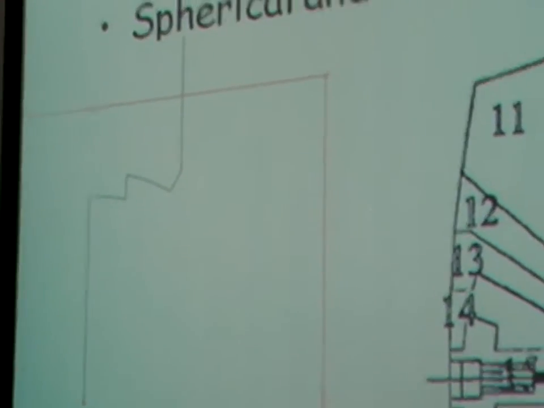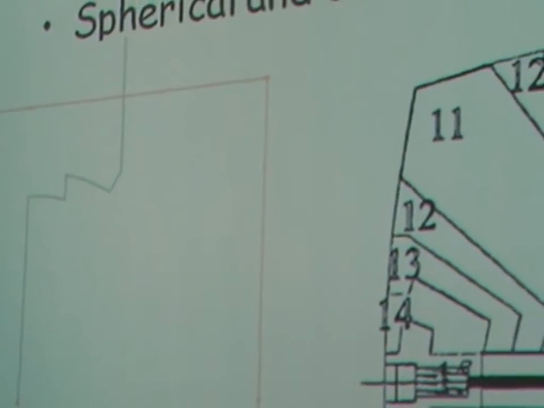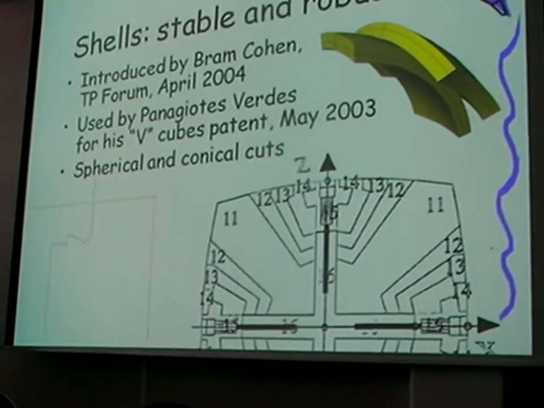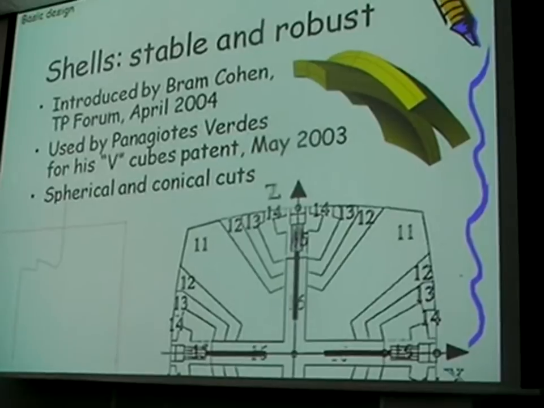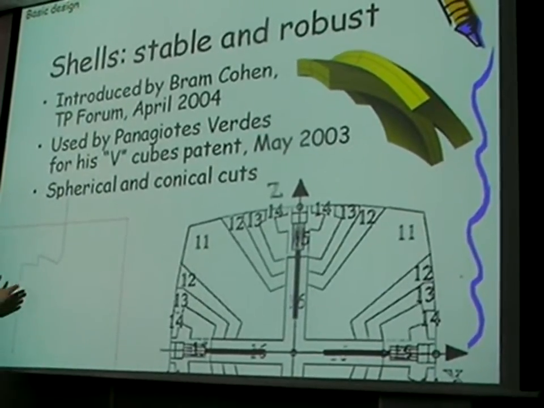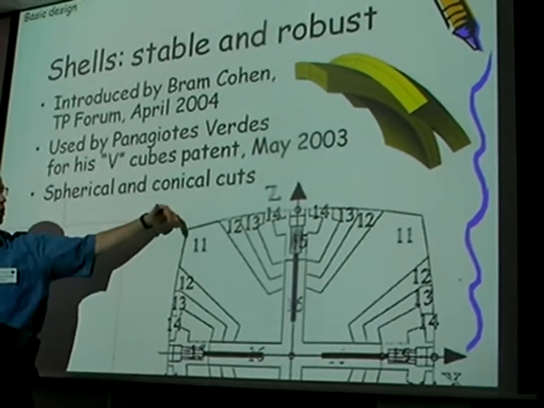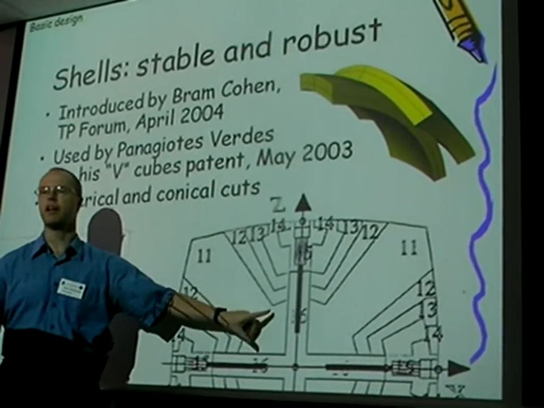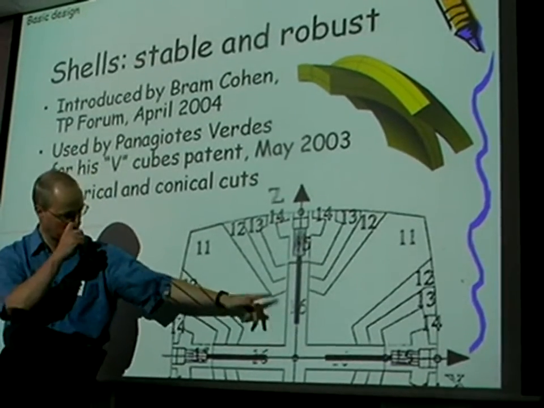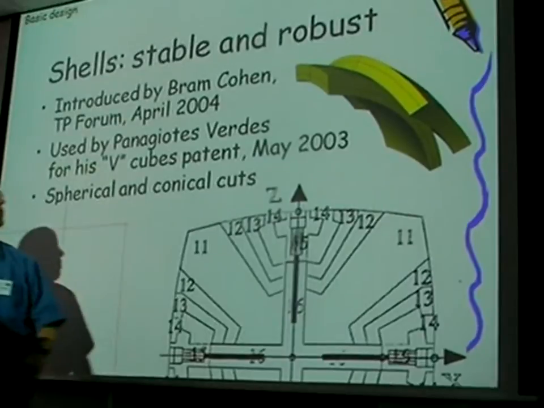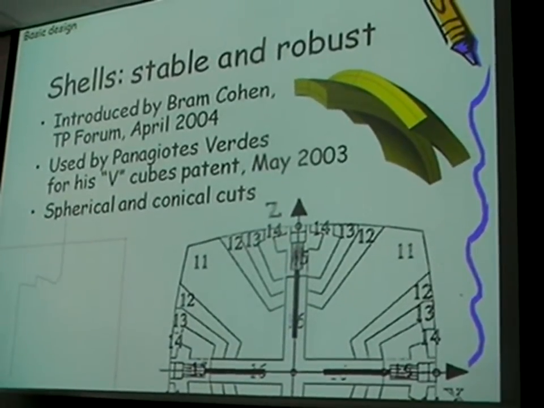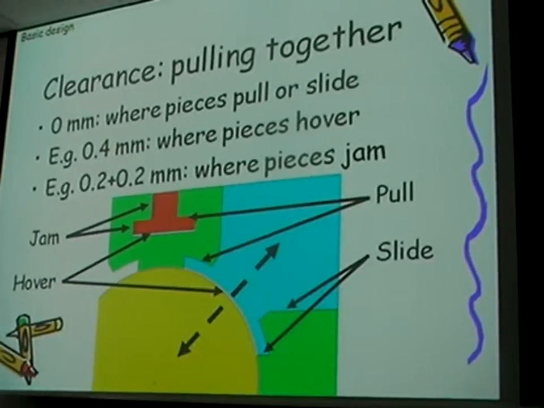This shells mechanism was already proposed by Bram Cohen in April 2004, but it was most effectively used by Panagiotis Verdes for his V-Cube design. If you look at the V-Cube, this is the cross-section that you find in the patent. You see it's all straight lines going to the center, or almost to the center, and circles that go around the center. So when you make the revolves, what you get is spherical and conical cuts.